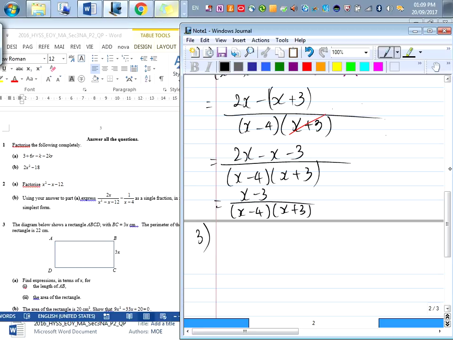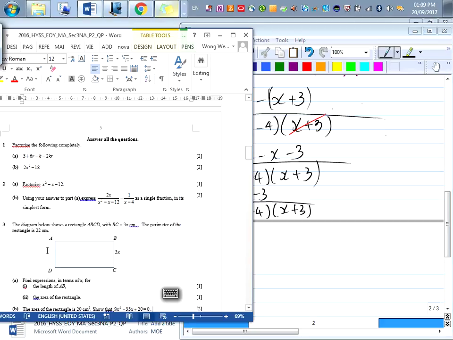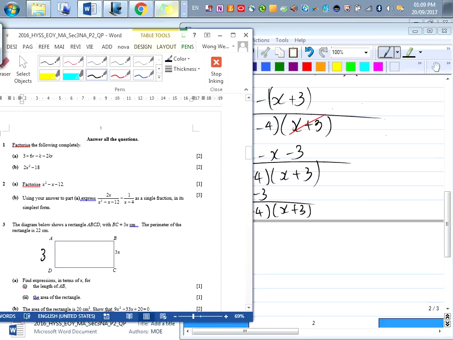Now for question 3, I have a rectangle. BC is 3x. The perimeter is 22 cm. If this is 3x, how much is this? 3x also. So if the total perimeter is 22, I will be able to find out what is AB and DC, since they are also the same. So let's see.